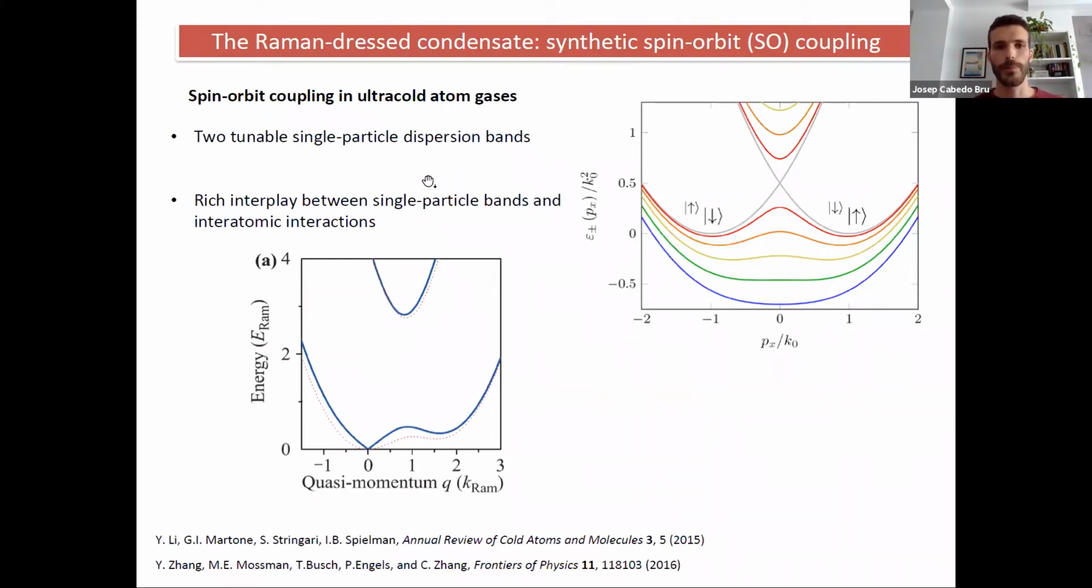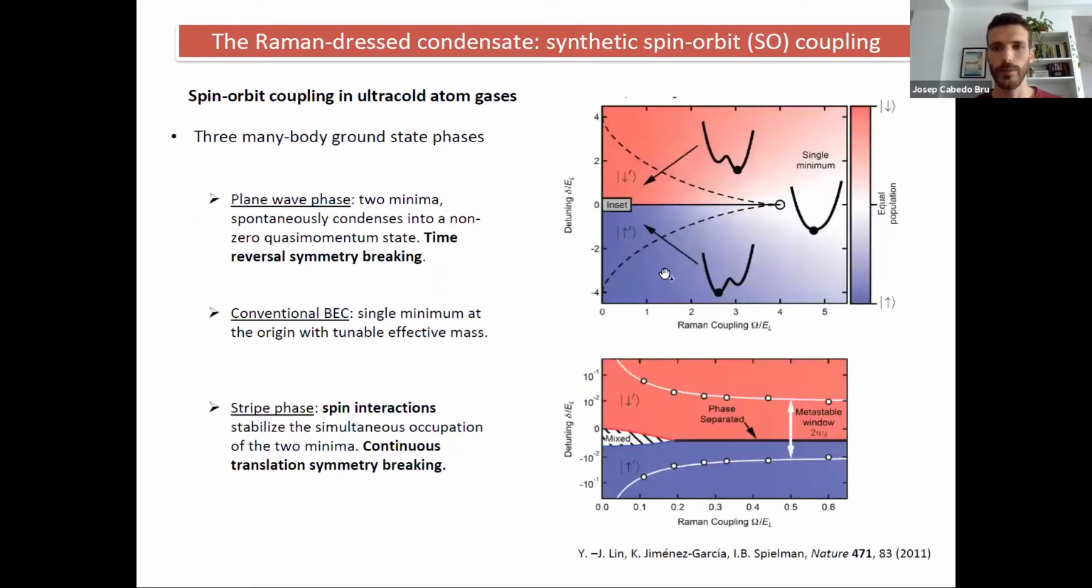Actually, the interplay of the dispersion band of the gas, which is largely tunable with the properties of the Raman beams, and the interatomic interactions of the atoms in the gas, give rise to many interesting phenomena, such as an excitation spectrum that has anisotropy and a roton mode, and also a rich phase diagram that includes three different phases.